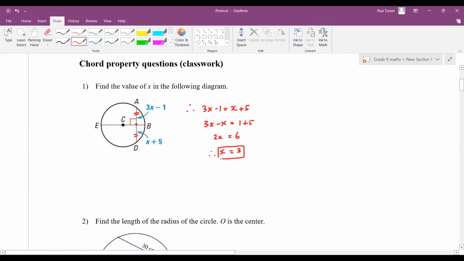And you can put that number back and double check. So if x is 3, 3 3s are 9, minus 1, this will be 8. And then 5 plus 3 is also equal to 8. So this looks correct then. So in this case, x equals 3.